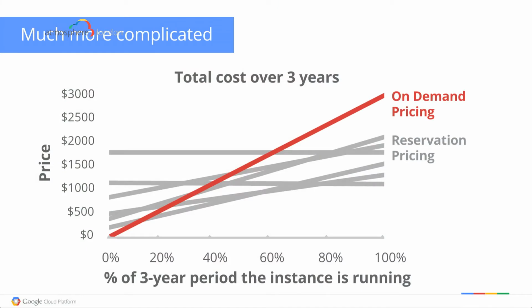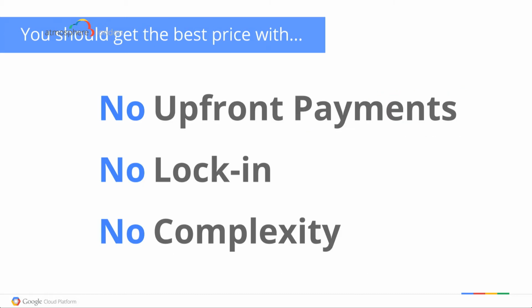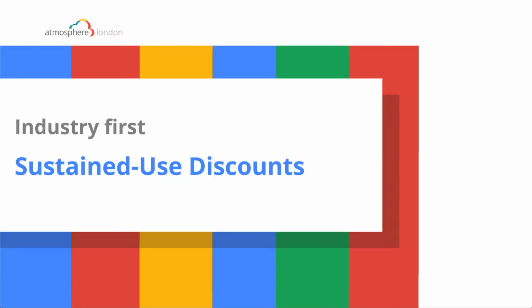That's an example of how much it might cost to run an instance. How do you make that choice? What percentage of time you're going to be running? Some information you will know up front. Others you will say, well, I'm not really sure. We don't think that's a choice you should have to make anymore. We're going to offer the lowest price, the best price, with no upfront payments, no lock-in, and no complexity.